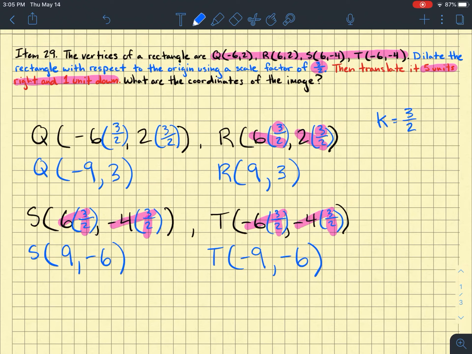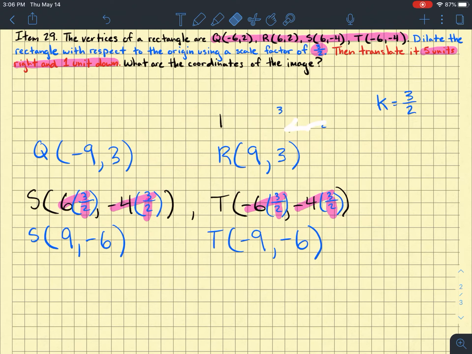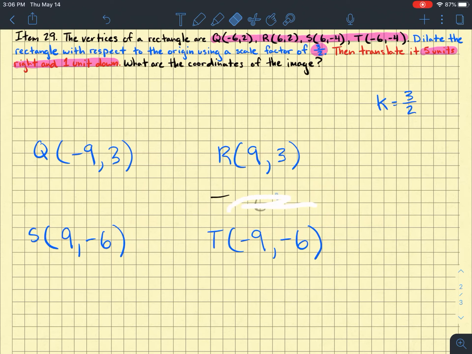So that's how you would perform the dilation. Now in blue, we have these new coordinates. Okay, in blue, we have the location of the new coordinates, the prime image, after it has been dilated. So we don't need the other points anymore. So what I'm going to do is I'm going to erase these to make it visually a little cleaner. Okay, so here's our new ordered pairs.